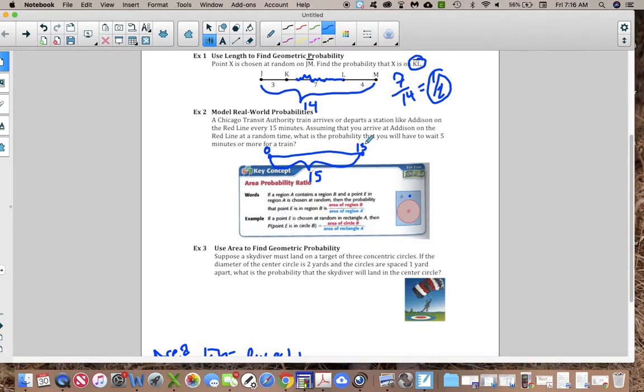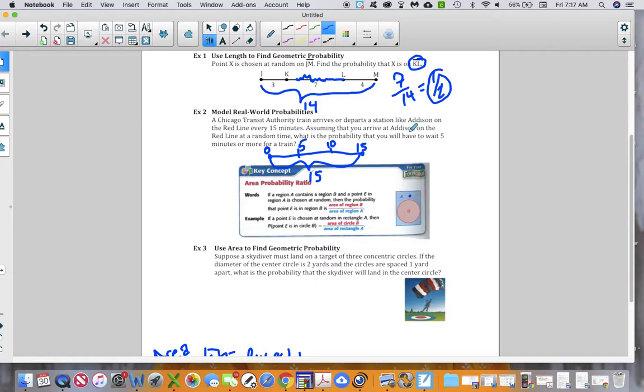Does that make sense? I could be coming to the station right as the train is coming, which means I have to wait 0 minutes, or right as a train is leaving, which would mean I have to wait 15 minutes for the next train. So I'm going to do my intervals here. Here is waiting 5 minutes. Here is waiting 10 minutes.